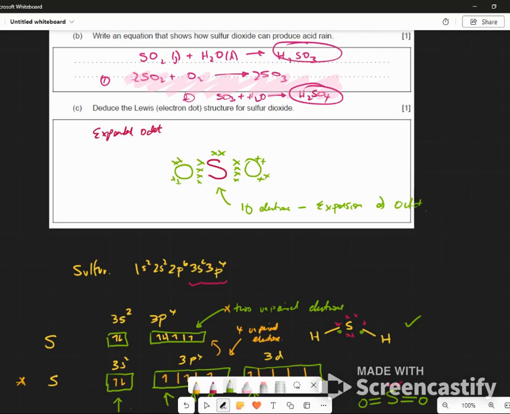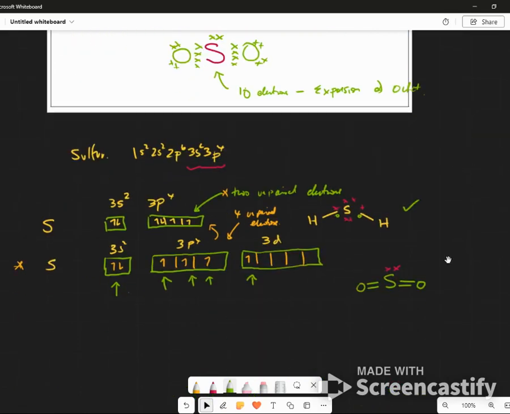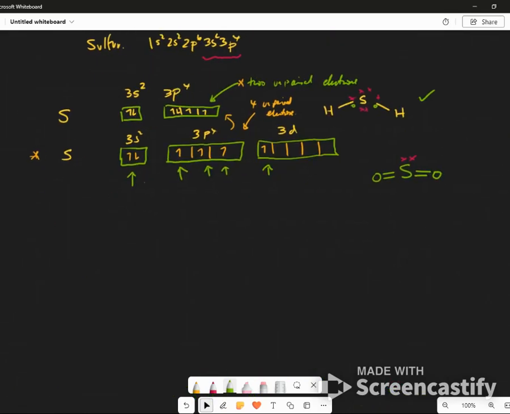If we expanded the octet further, we'd be able to get SO3 out of it. But I'm not going to do that now, I'm afraid. Okay, so there you go. That's expansion of the octet. That's how sulfur dioxide can exist. But try and figure that out, guys, because that's an important thing.